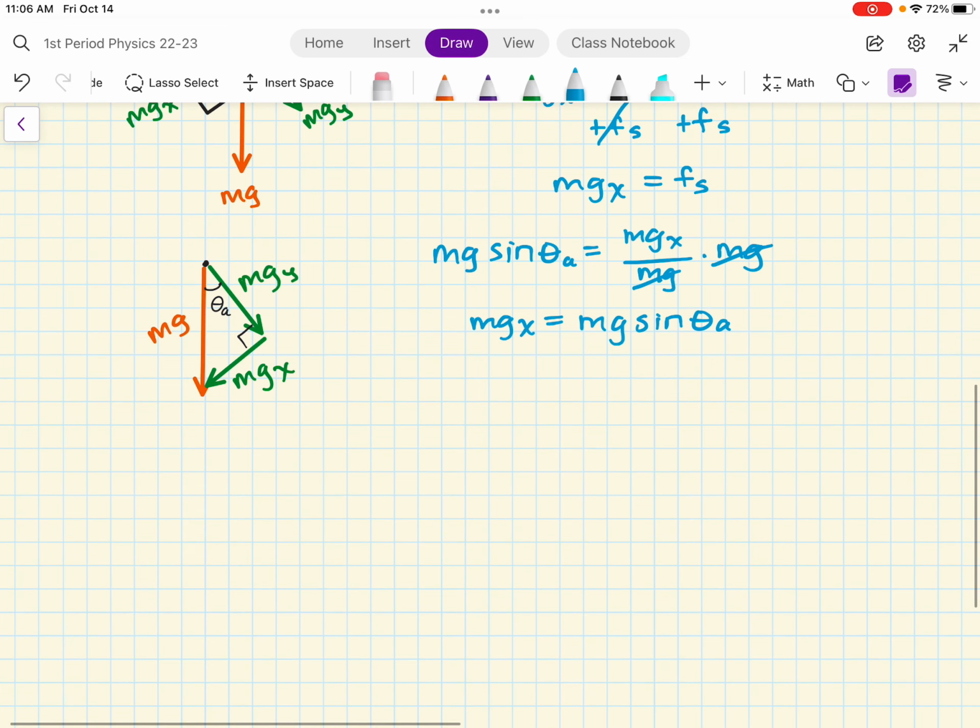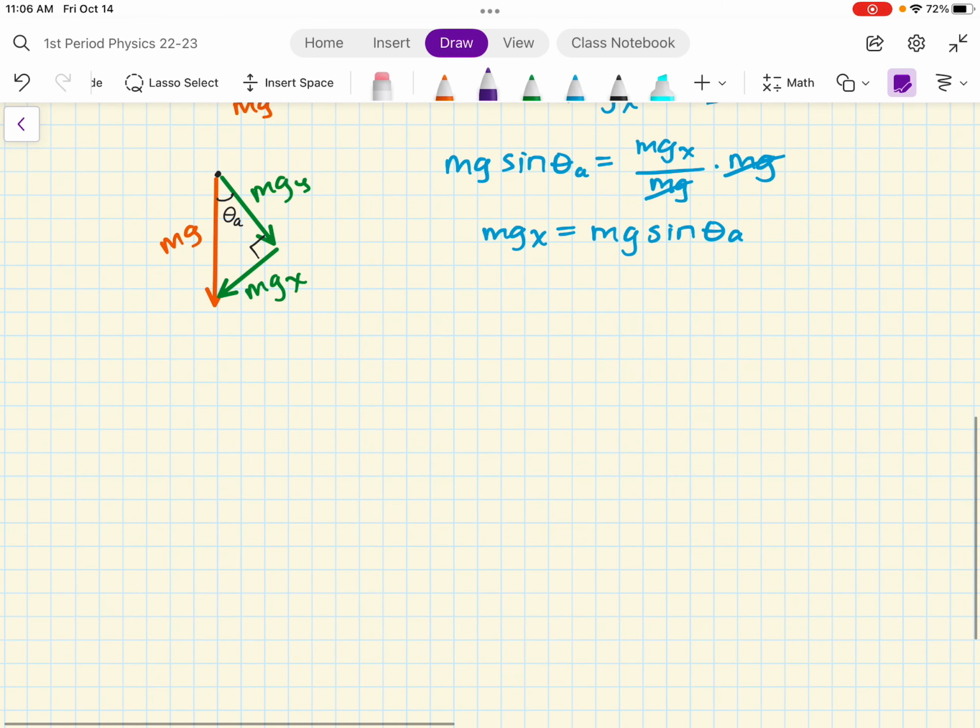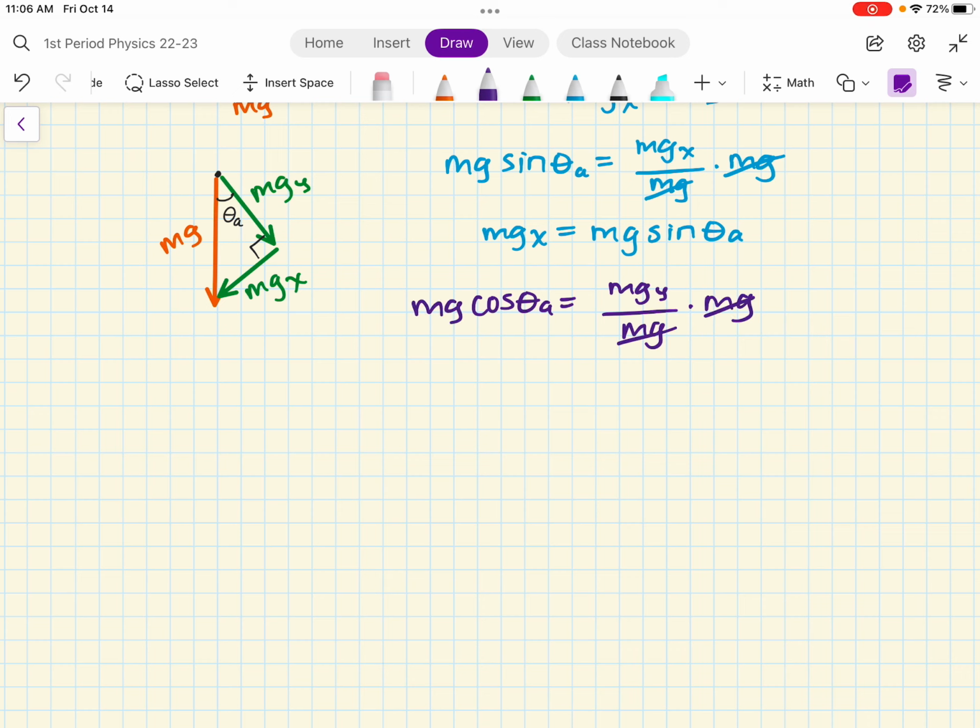And just for fun, I'm going to find mgy, just in case I need it. I don't know if I'm going to need it, to be honest with you, so I'll use purple over here and find mgy in the same way. mgy is adjacent to the angle, which means I can use the cosine. So the cosine of theta A is equal to mgy divided by mg. I solve for mgy, and I get mg cosine theta A. It's just nice to have in case I need it.